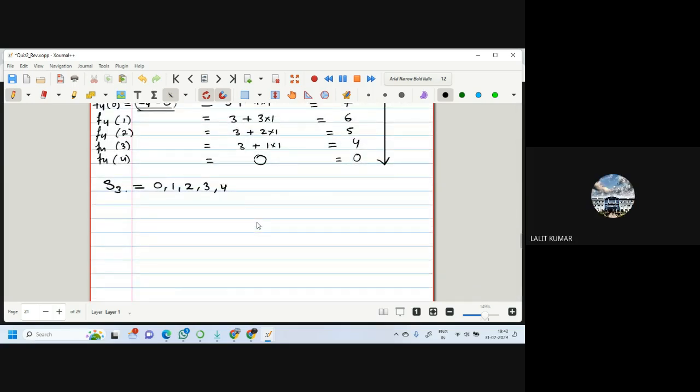Now see, we reach again now S3. The state of S3 can be 0, 1, 2, 3, 4, because the maximum I can carry is only 4. Okay. And demand in S3 is what? 2.